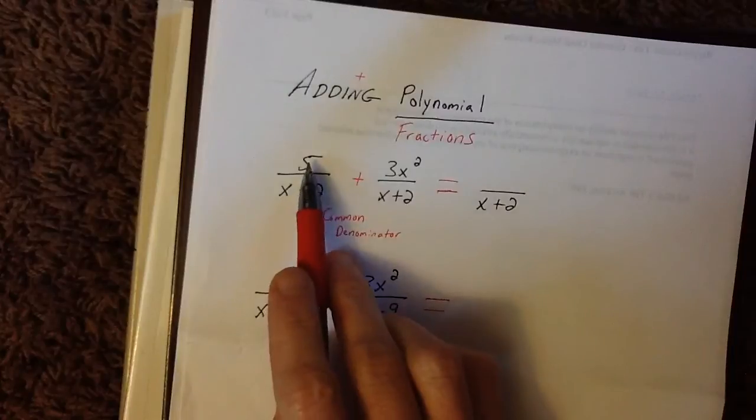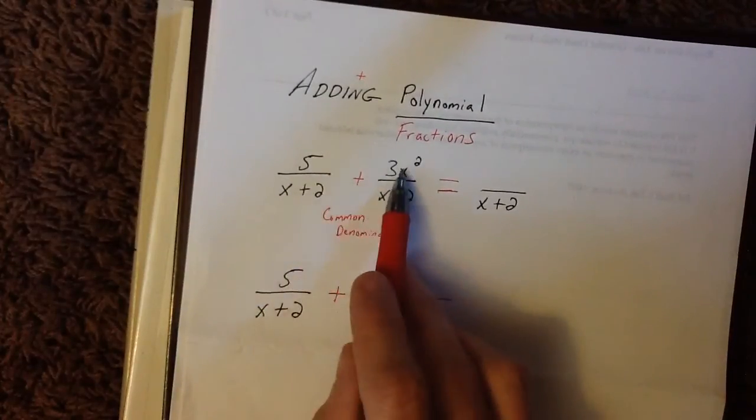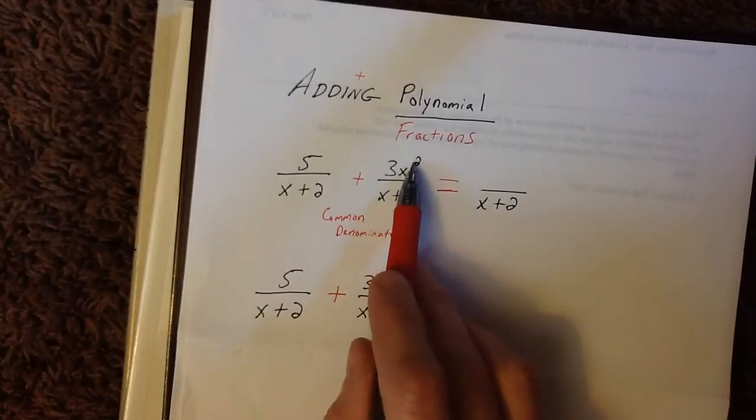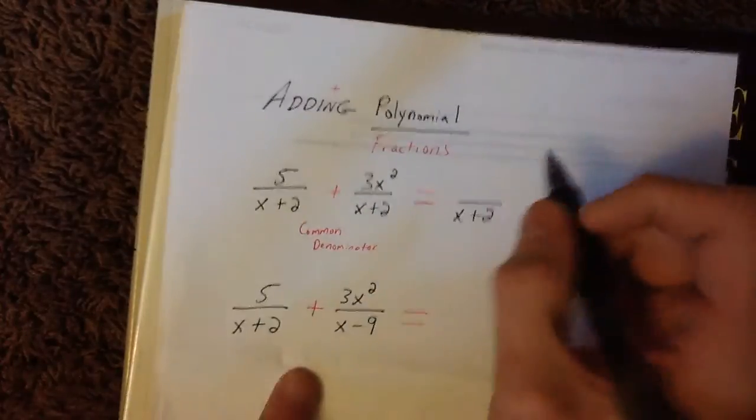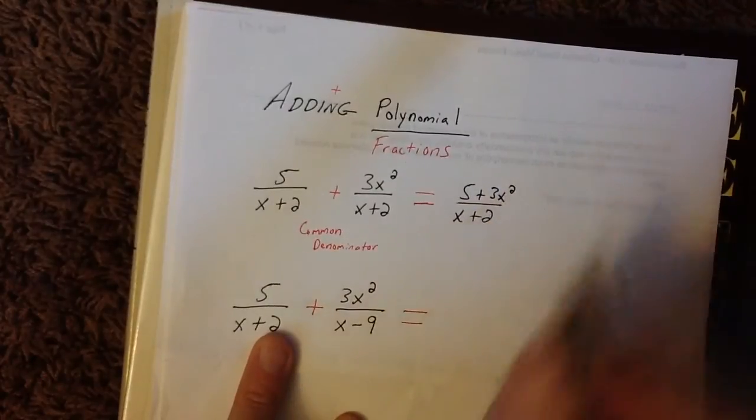to the numerators. 5 plus 3x to the second power. Since these are not like terms, because of the x to the second, we just write them as said. 5 plus 3x to the second. No problem.